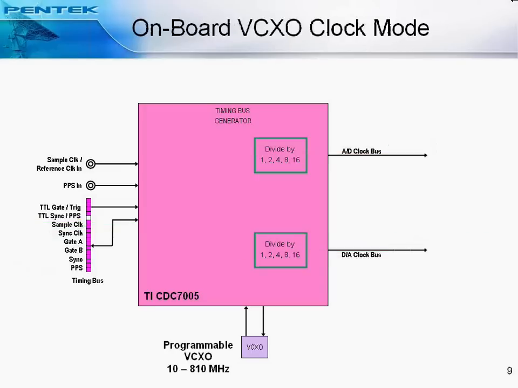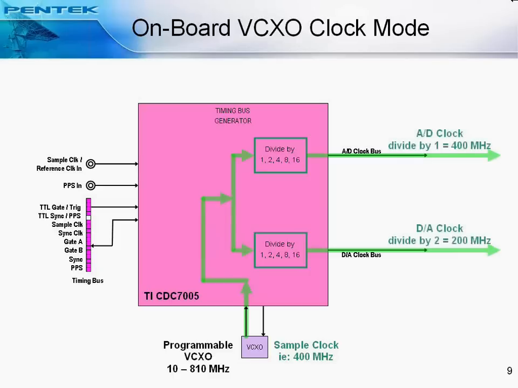Another clocking mode would be using the onboard VCXO, voltage controlled crystal oscillator. And this is a programmable VCXO. It can be programmed between 10 and 810 megahertz. In this case, again, the 400 megahertz would be appropriate for the A to D clock, which would get sent to the dividers. Divide by 1 would give you the 400 megahertz A to D clock, and a divide by 2 would give you the 200 megahertz D to A clock.